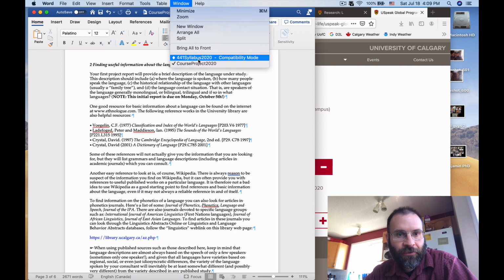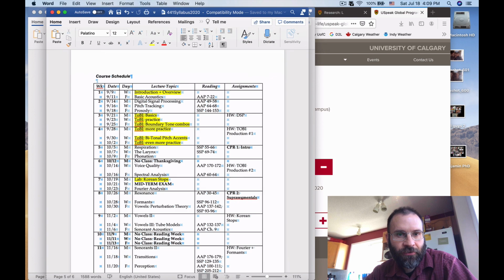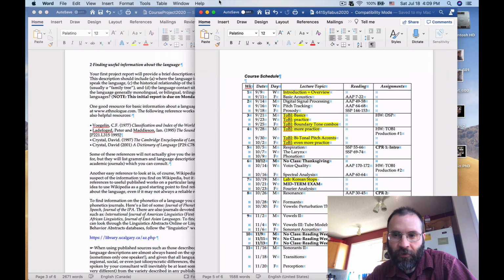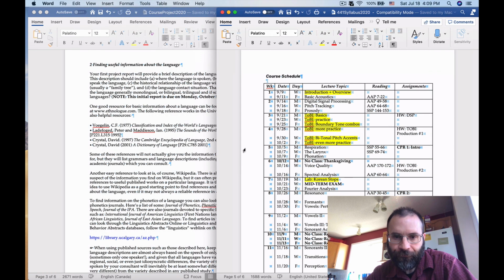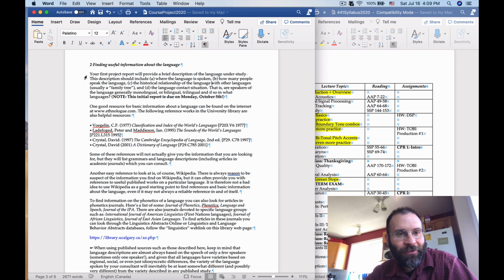Got a note here, this report is due on Monday, October 5th. I've got it here in the syllabus right there. This is what you need to tell me for that report. And it can be brief, but it should be well written. It should be clear, and it should be comprehensive as well. It should cover all the bases here.